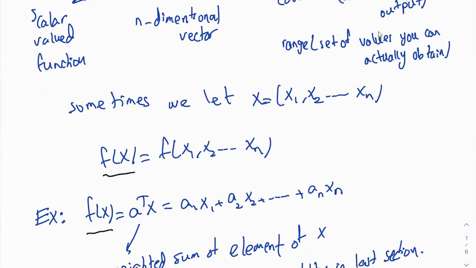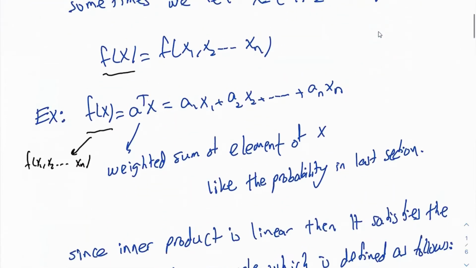For example, I have here f of x means a transpose x. We talked about this dot product in the last video. It is equal to a1 x1 plus a2 x2, all the way to an xn. So what we actually mean here is f of x1, x2, all the way to xn, but for simplicity, I just write x. This a transpose x I define as a weighted sum of the elements of x. They are weighted by the vector a, like the probabilities I defined in the last section. It's a proportion, it's a weight.